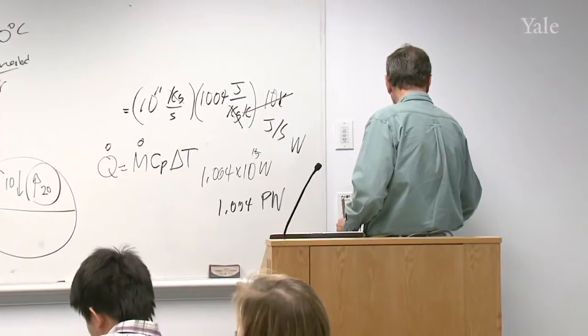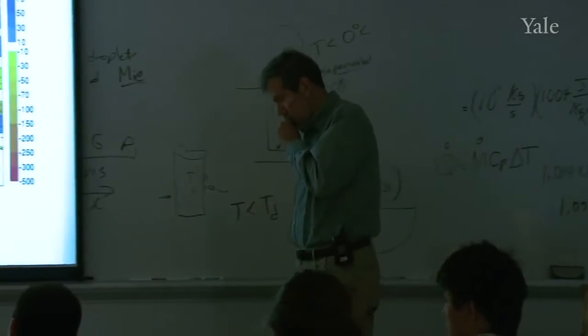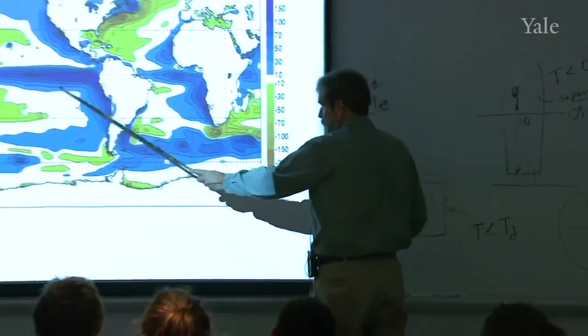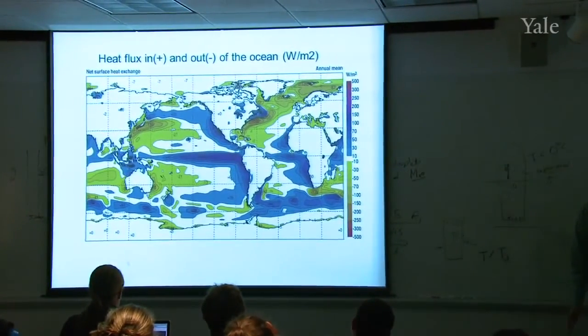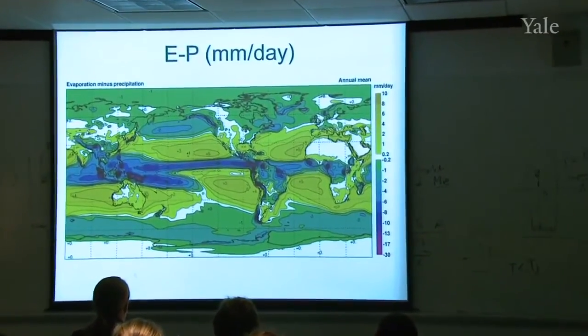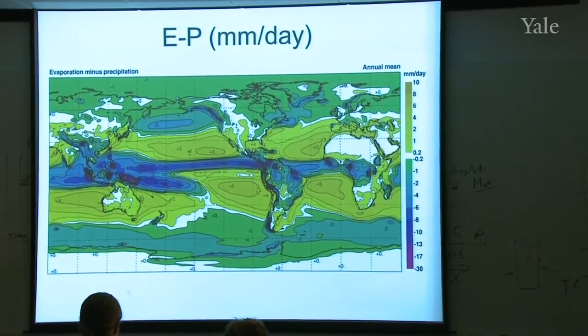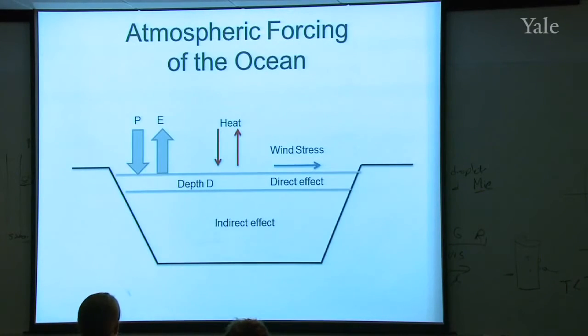We can quantify this, and recent investigators have tried to do this by producing maps, in this case, of the heat flux in and out of the ocean, or the water flux in or out of the ocean, or the wind stress applied to the ocean surface. So we know a bit about this forcing. And last time I derived some formulas for this.